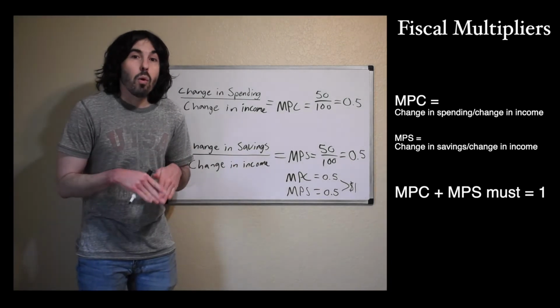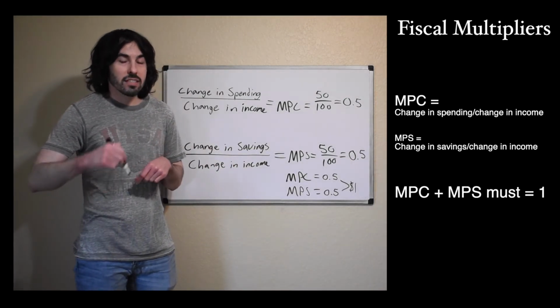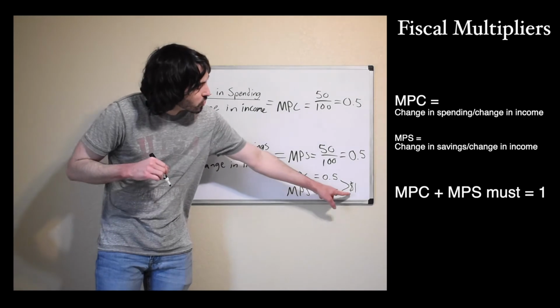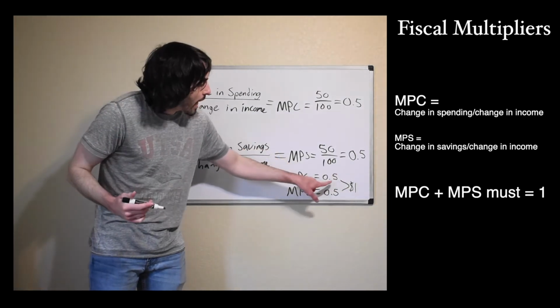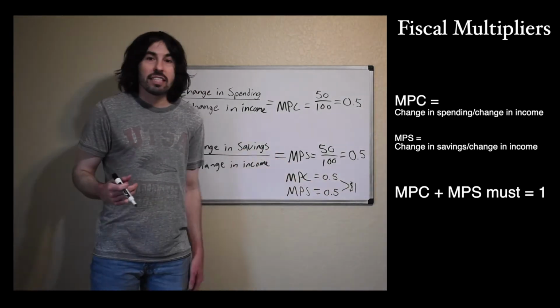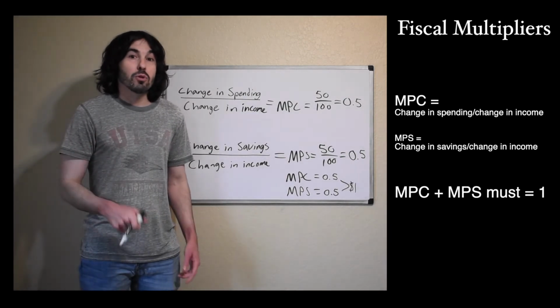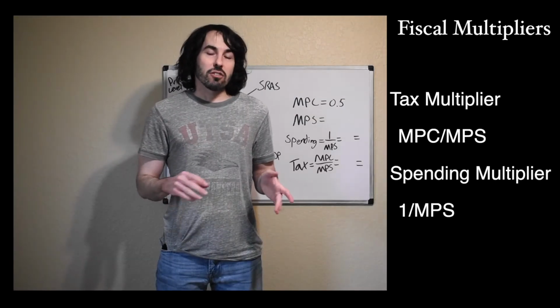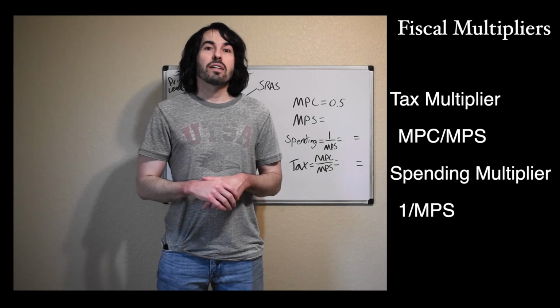Together they have to equal 1, because it's our marginal propensity to consume or save. Out of every additional dollar that I'm earning right now, I'm spending 50 cents and saving 50 cents. Now let's talk about the multipliers. To make this whole process a little bit simpler, we just use multipliers, basic multipliers.